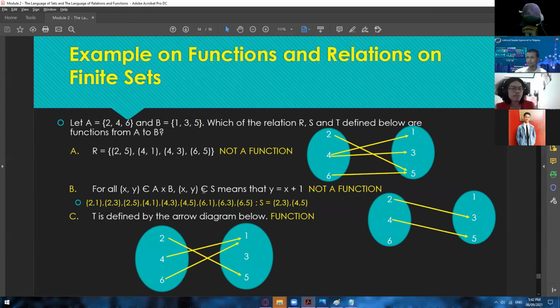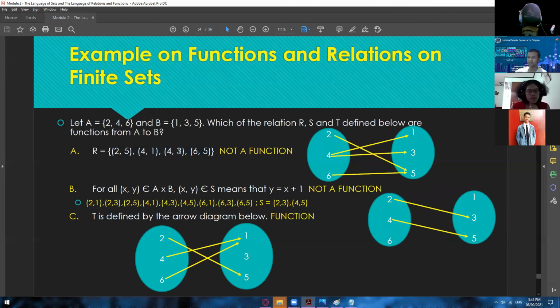Okay, so let's have these three examples. Let A be {2, 4, 6}, B be {1, 3, 5}, and which of the relations R, S, and P defined below are functions from A to B. We have a letter A right here, which already has an answer. We have a relation {(2, 5), (4, 1), (4, 3), (6, 5)}. We are now given a relation, so we don't need to check this one anymore.